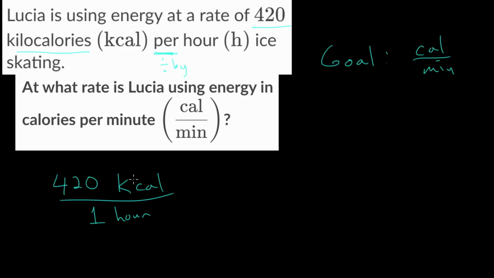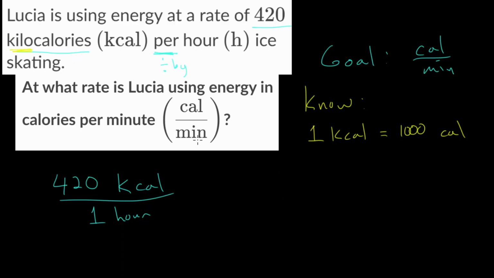Now, in our numerator, we have kilocalories. So to convert that to calories, we need to know their relationship. So we can write down what we know here. We know that in 1 kilocalorie, or 1 kcal, there are 1,000 calories. And you might ask, how do we know that? Well, kilo is the root word in the metric system for 1,000. So 1 kilocalorie just literally means 1,000 calories.